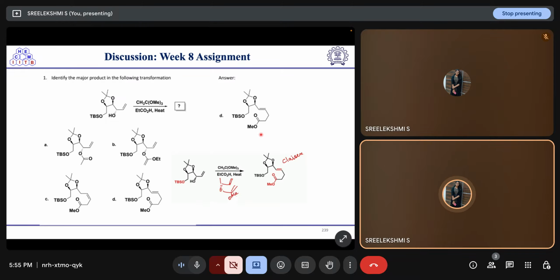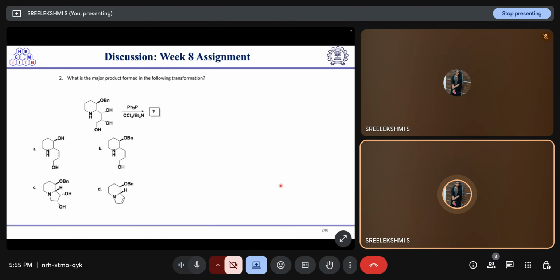So here the correct answer is option D. And what is happening? This orthoformate and this acid, in the presence of heat, will attack over this alcohol and form this intermediate. So firstly this will form, and then a Claisen rearrangement, a 3,3-sigmatropic rearrangement, will happen to form this compound. So the correct answer is option D.